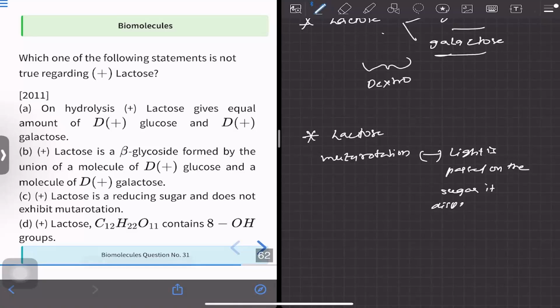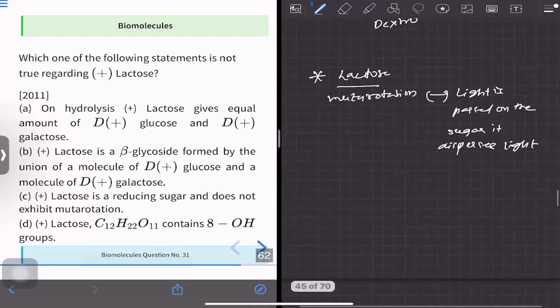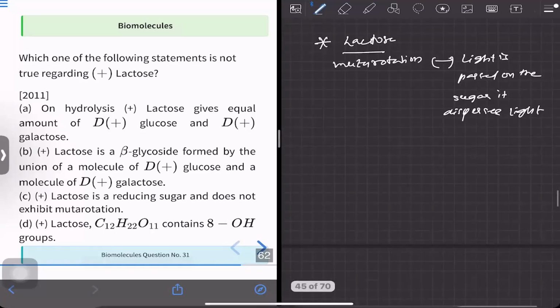This is known as mutarotation. So lactose exhibits mutarotation. When light disperses on lactose, it diverges the light. It is known as mutarotation. Lactose exhibits mutarotation, so option C is incorrect.